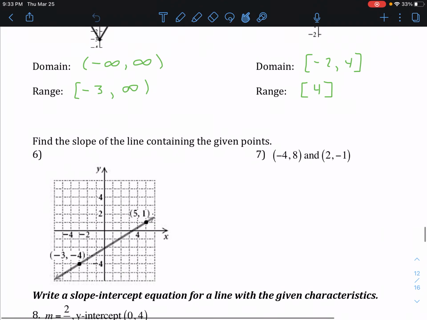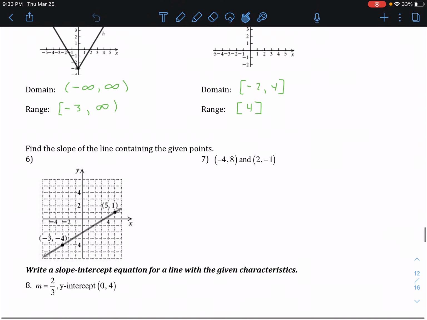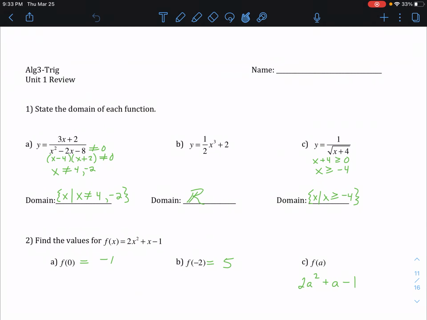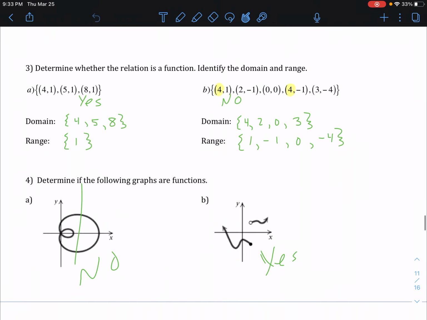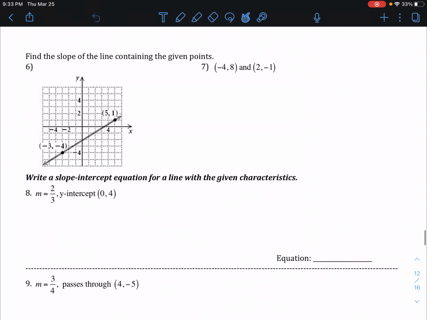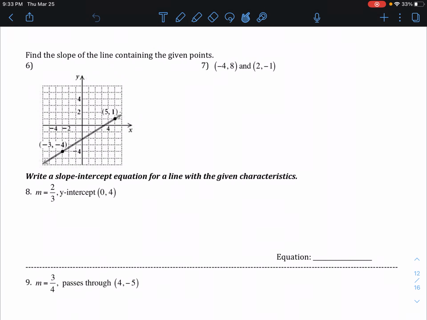Okay guys, we're in the Unit 1 packet, and I'll show you the page we're on: Alg 3-Trig, Unit 1 review. So I'm helping you review a little bit for the test in this video. Going to number 6, since this is most likely a recent assignment.